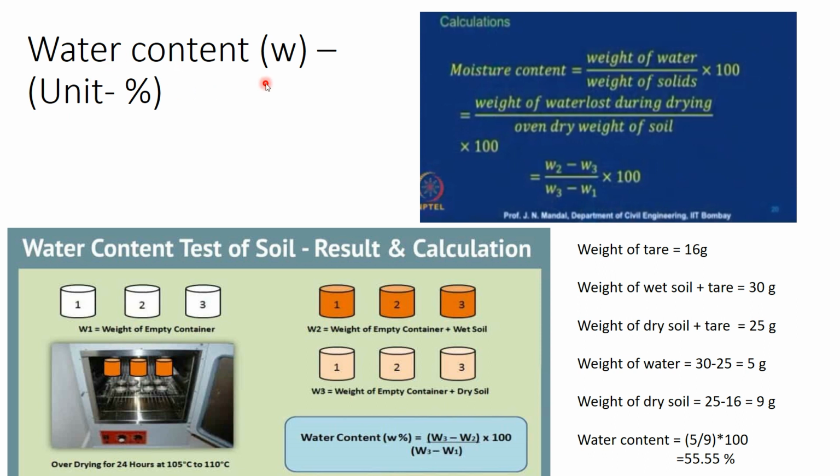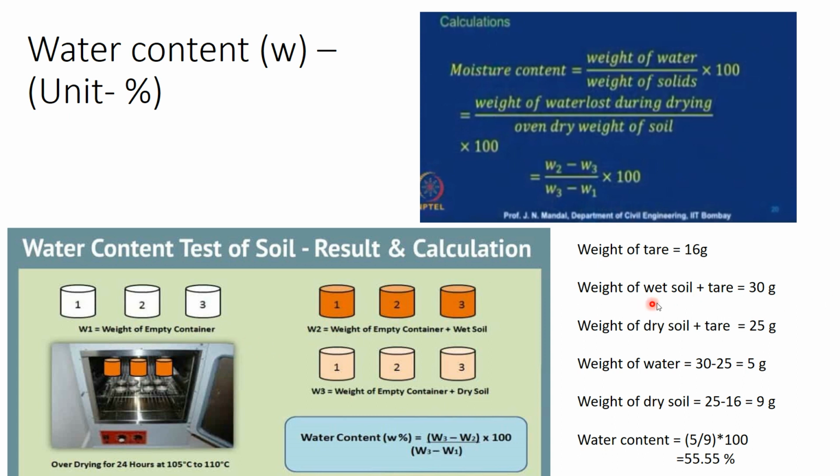So we have to take empty tares or empty containers. Generally we go for 3 containers so that we can get the average. So measure the weight of the empty containers. We have W1, W2, W3. So measure the weight of the container. I have measured the weight of the container as 16 grams, for example. Then put the soil in that. Whatever the natural soil that is brought from the field, you can take a little amount of soil and place it in the container.